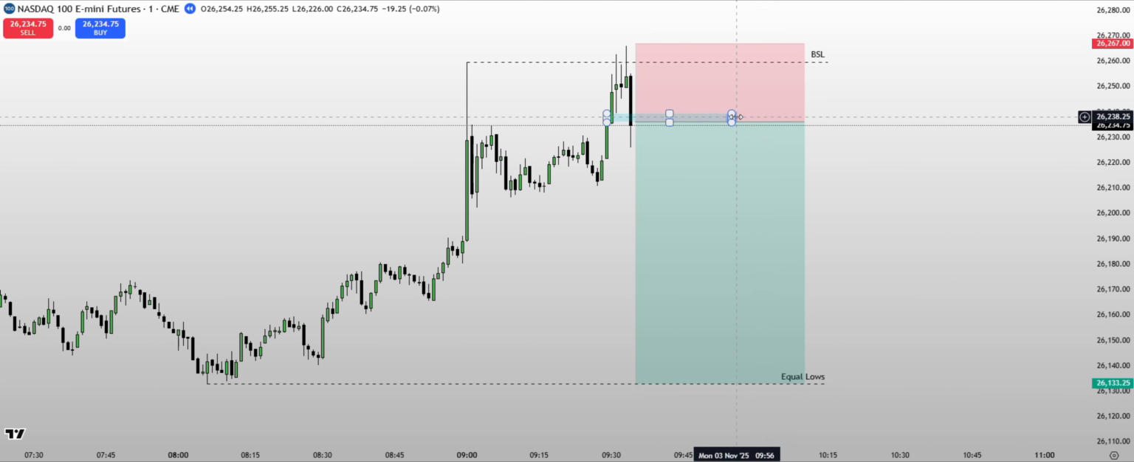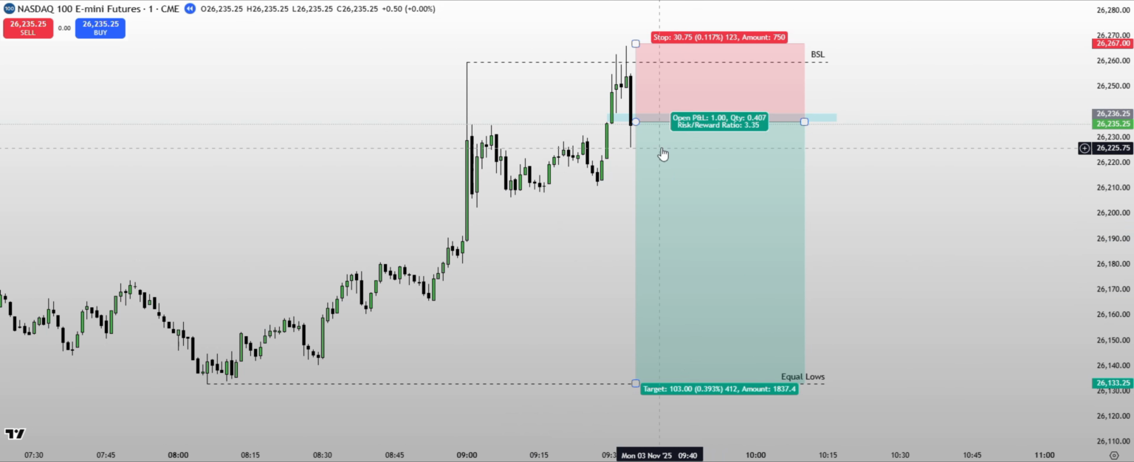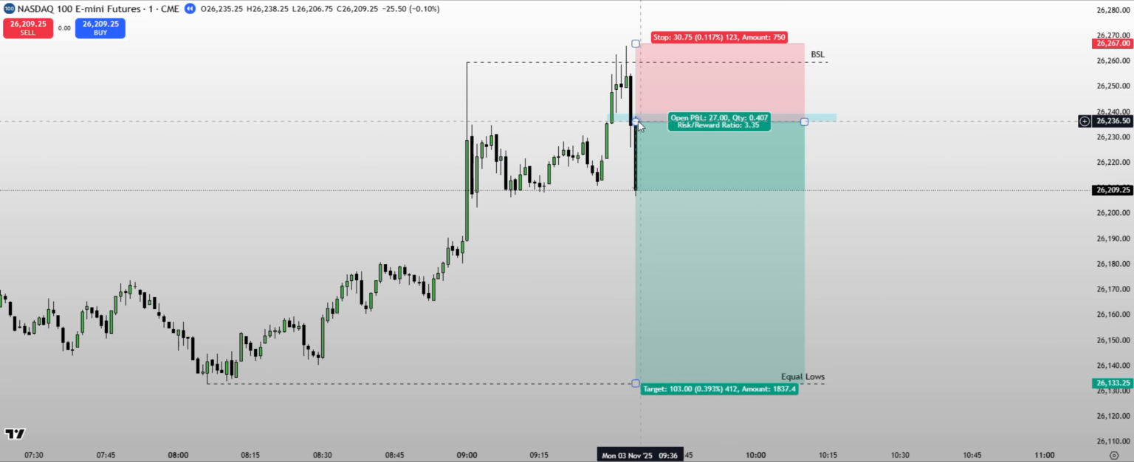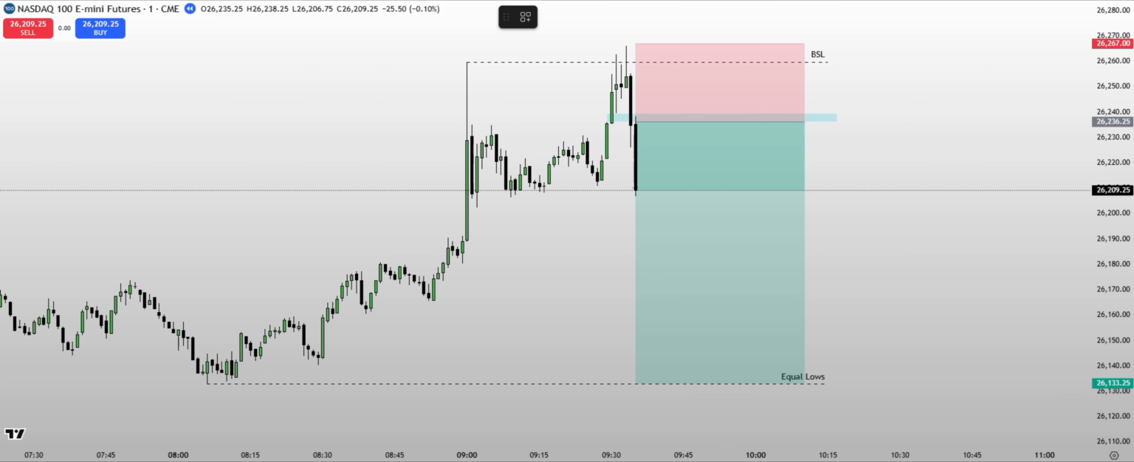Let's say you want the inverse gap entry right here. You would take it right there. Bang. That's your entry right there. 3.35 risk to reward. Now, let's say you wanted to take, I'm going to give you guys options here. Let's say you wanted to take the change in the state of delivery / breaker entry. Well, that would be right here. And so your trade would look something similar to this.